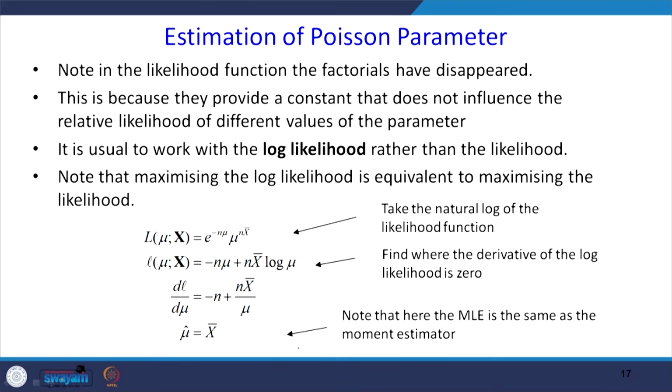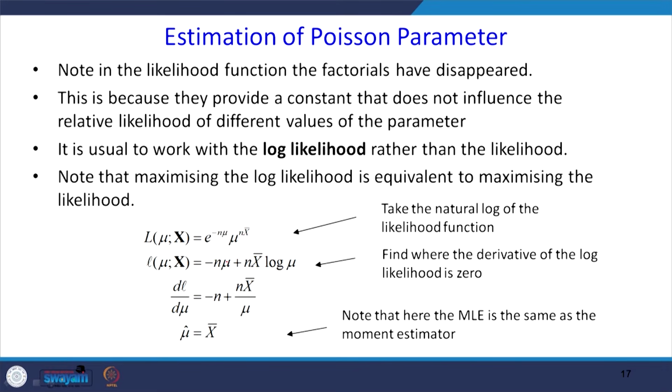Note that in the likelihood function the factorials have disappeared. We need not bother about the factorials because they are not going to affect the result. This is because they provide a constant that does not influence the relative likelihood of different values of the parameter. Whether we use the constant or not is not required, because that will not affect our end result. It is usual to work with the log likelihood rather than the likelihood, because, as we have seen previously, when you take the log of the likelihood, the differentiation is easy. Note that maximizing the log likelihood is equivalent to maximizing the likelihood, this also we have seen in the previous slide. So, this was the likelihood function, you take the log of that.